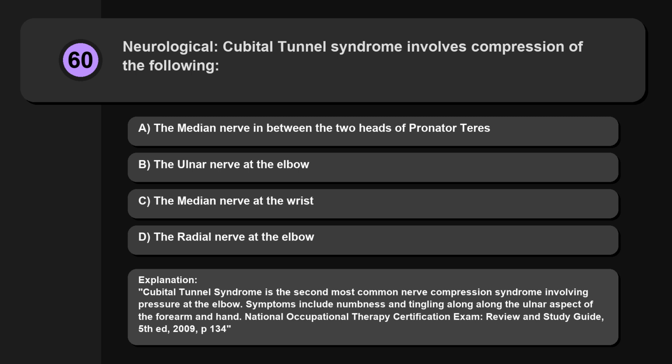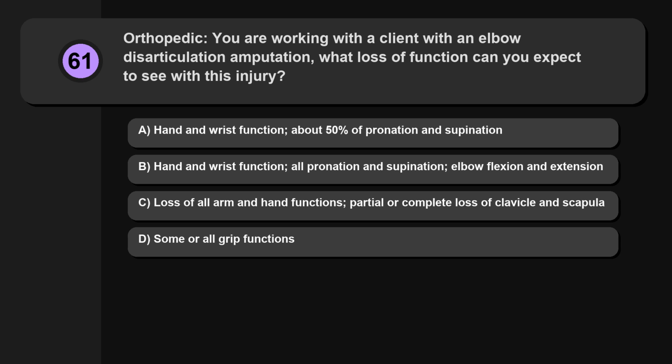Question 61. Orthopedic. You are working with a client with an elbow disarticulation amputation. What loss of function can you expect to see with this injury? Option A, hand and wrist function, about 50% of pronation and supination. Option B, hand and wrist function, all pronation and supination, elbow flexion and extension. Option C, loss of all arm and hand functions, partial or complete loss of clavicle and scapula. Option D, some or all grip functions.